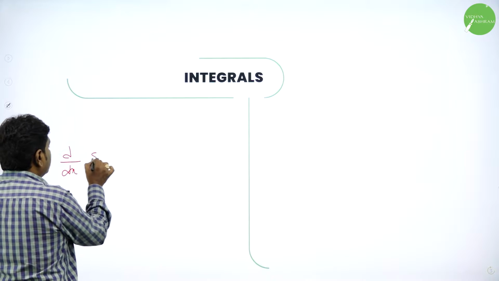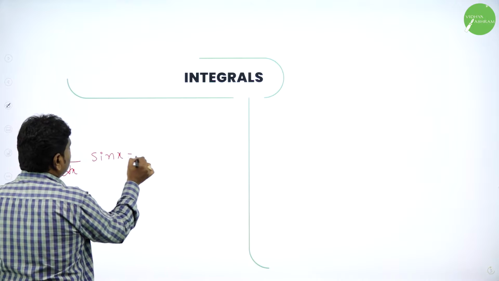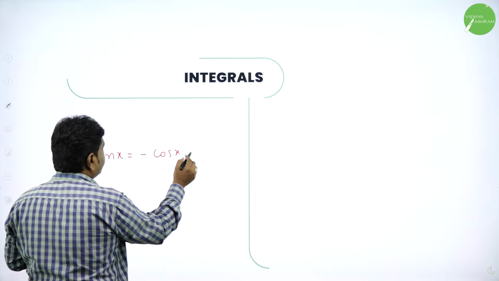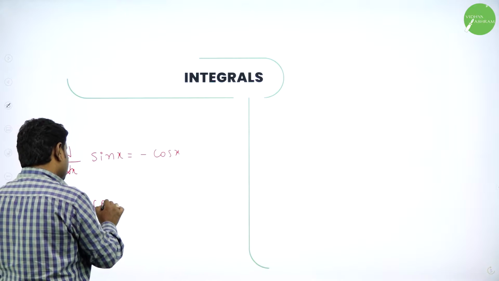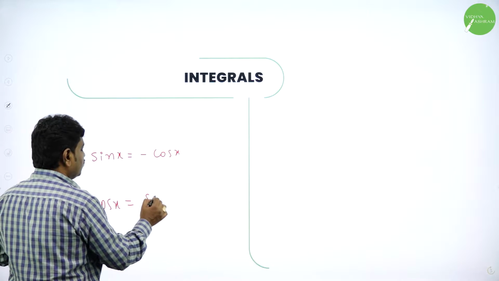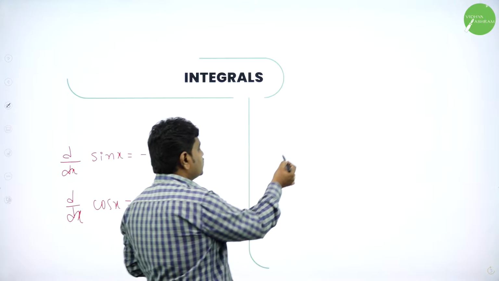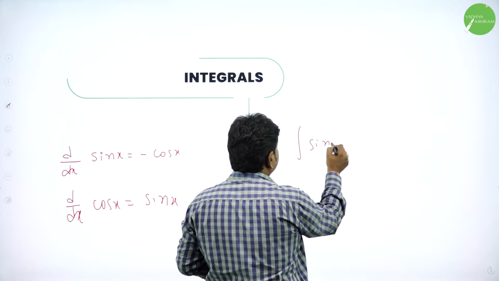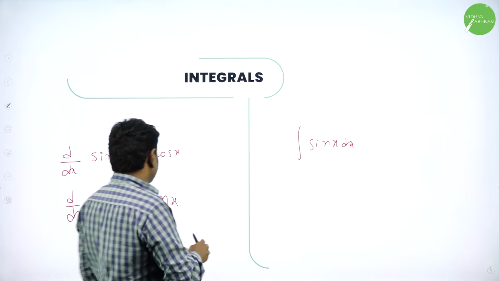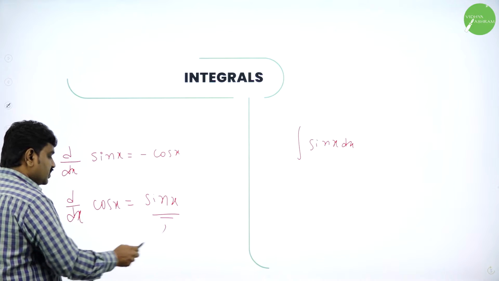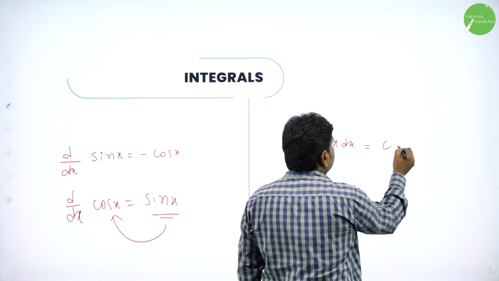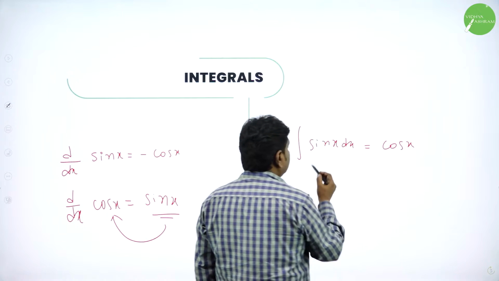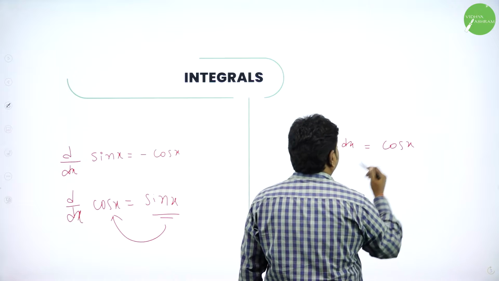So all of you know d by dx of sin x. What is d by dx of sin x? Minus cos x. So d by dx of cos x, what is d by dx of cos x? Sin x. That is the reason if I integrate sin x, integration of sin x is opposite. So sin x will come as the answer when I differentiate cos x. That's why integration of sin x is cos x. Not only this, I can say integration of sin x is cos x plus c.